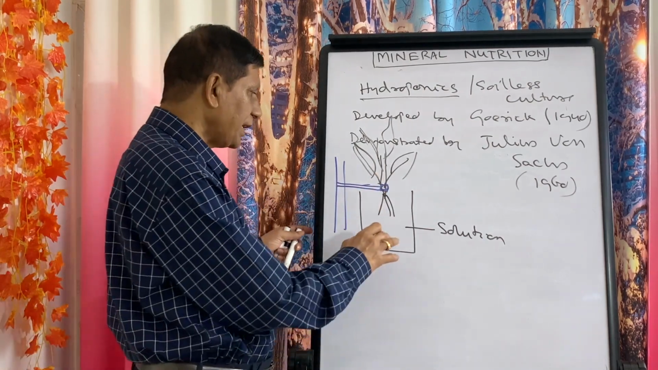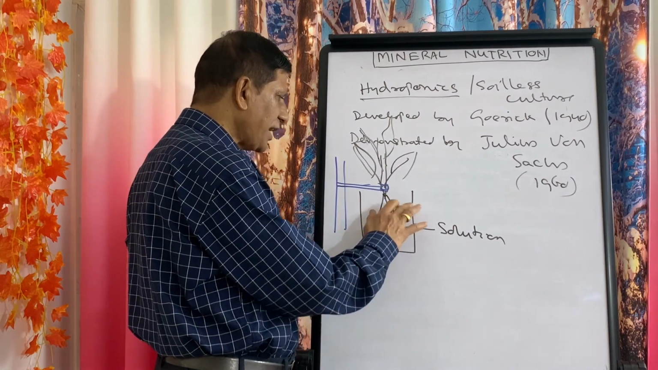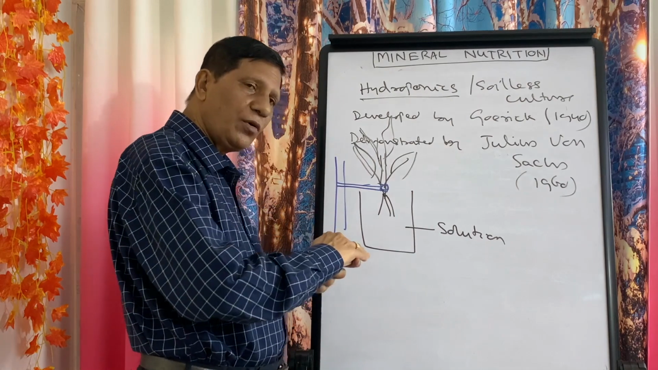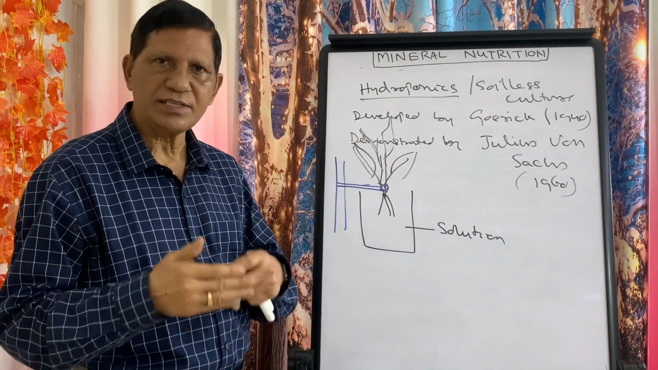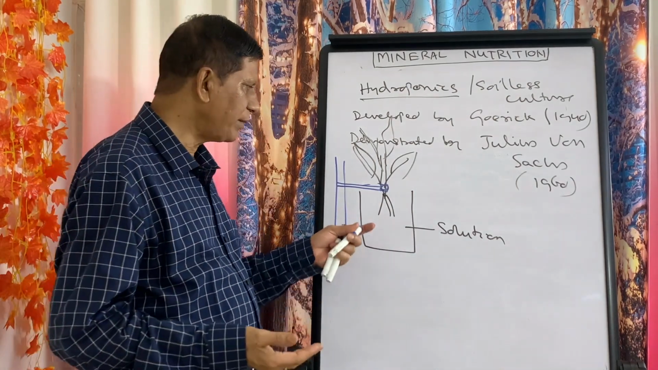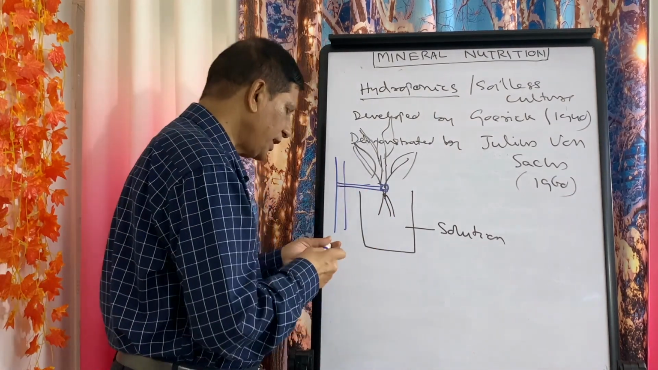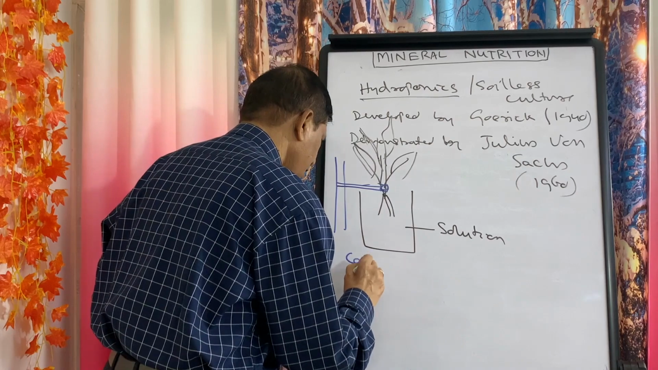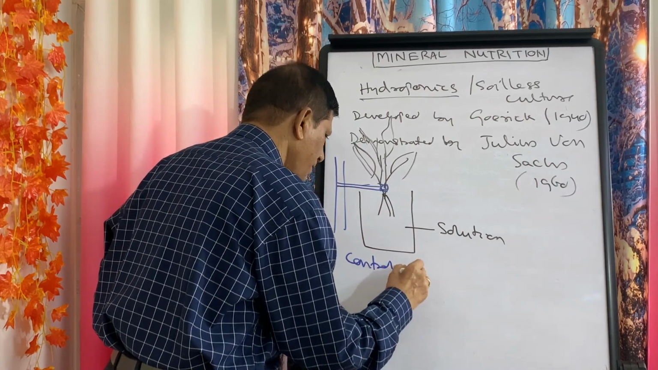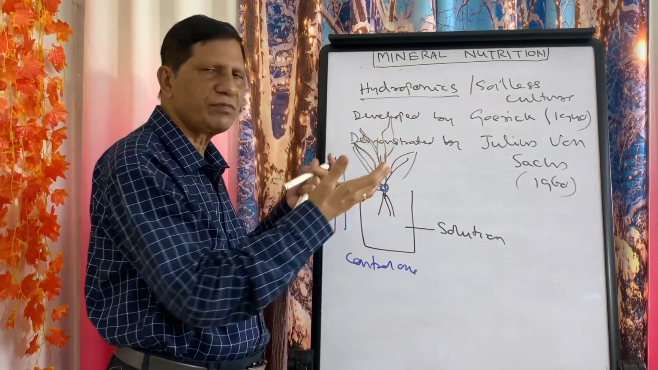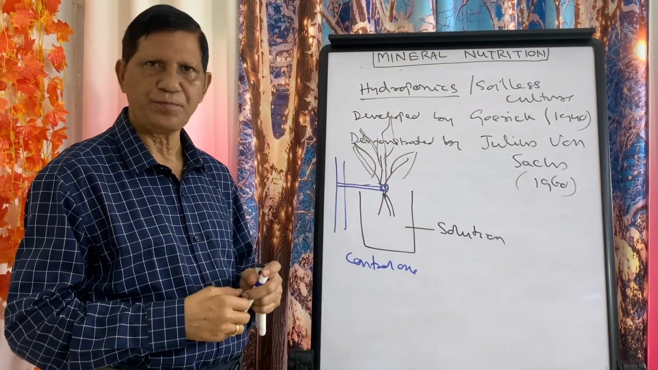So if all these different types of minerals are given, then what is its role, and in the absence, what is the deficiency, can be easily studied. How? Suppose this is the control one, and here all the minerals are given. Then the natural growth was found to be very luxuriant.